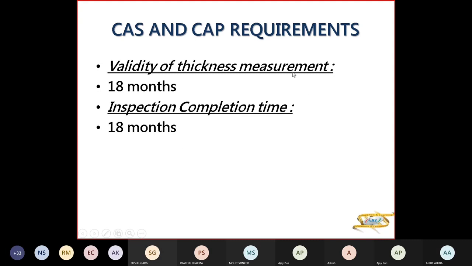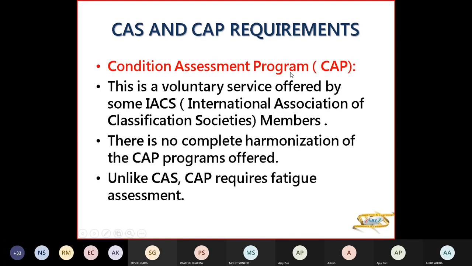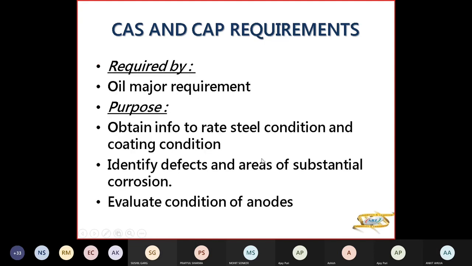So here your fatigue assessment is not done in your CAS, but in CAP you will have fatigue assessment. So this is voluntary, done by IACS. There is no complete harmonization with other surveys. So your CAP requires your fatigue assessment. CAS does not. So oil majors will require your CAP. The purpose of this is to check your steel condition, identify defects and areas of substantial corrosion, then evaluate your condition of anodes.